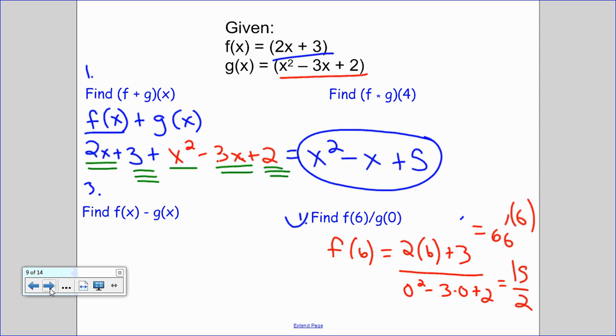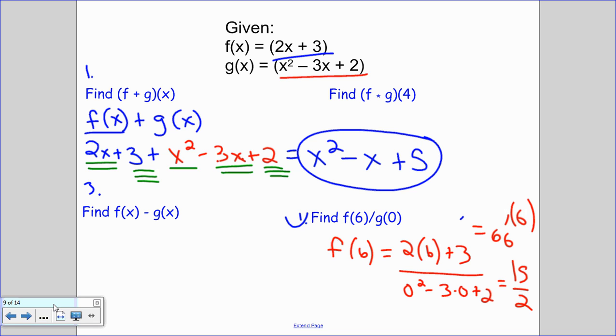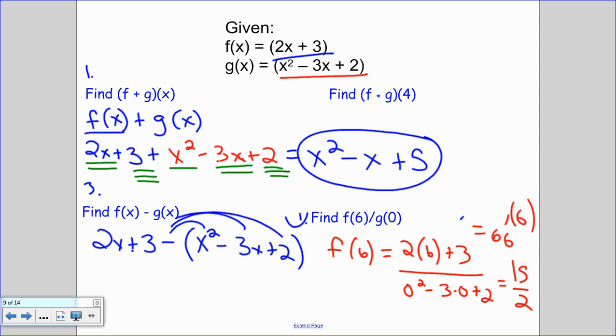I can also subtract them. Let's do that with number 3. So f of x minus g of x. F of x is 2x plus 3. I'm going to be subtracting g, which is x squared minus 3x plus 2. And the only thing you've got to watch out for is this minus sign does distribute. So I'll get 2x plus 3 minus x squared plus 3x minus 2.